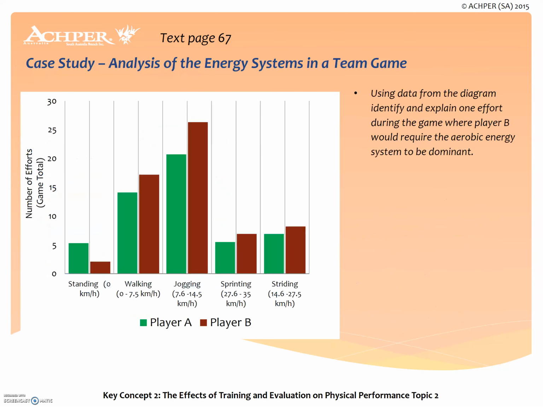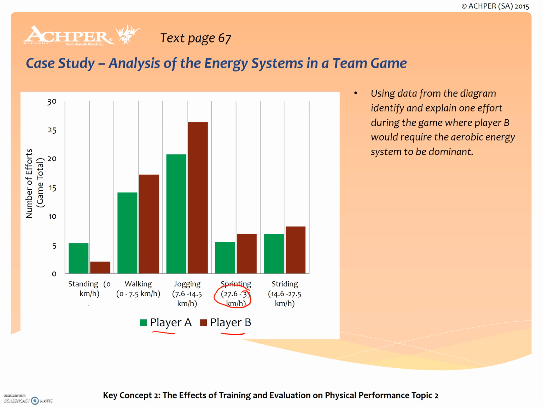More data here. So it's really showing a breakdown between player A and player B and the intensity of exercise that they've performed in this game. So from standing to walking to jogging to sprinting and to striding. So we're looking here also at intensity measured by kilometers per hour. So striding being say 14 to 27, sprinting being a bit higher than that, standing not measured because we're not actually moving, walking from 0 to 7.5 kilometers per hour.